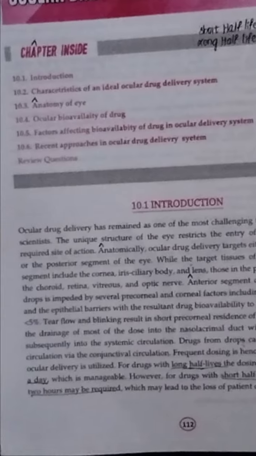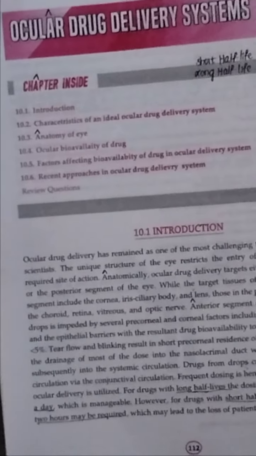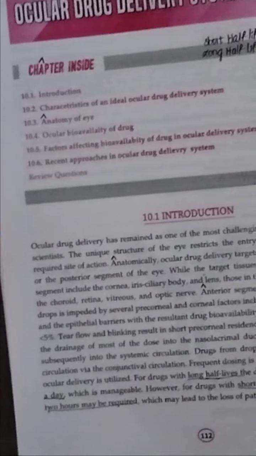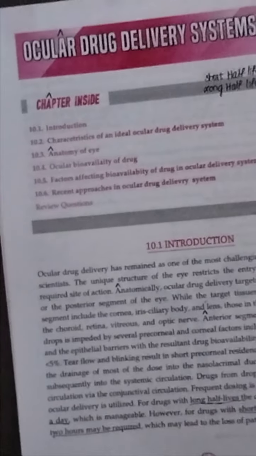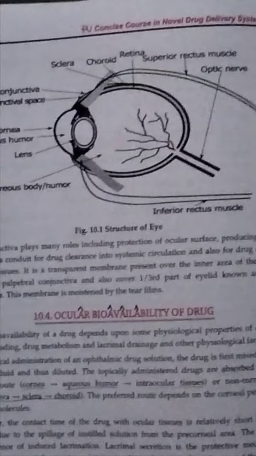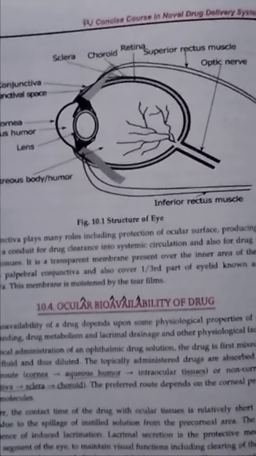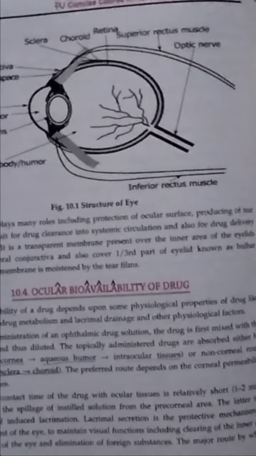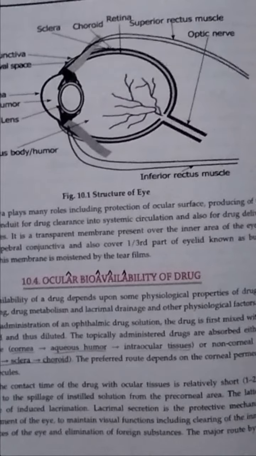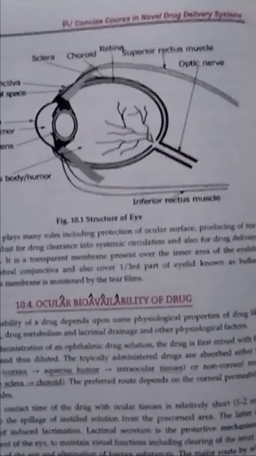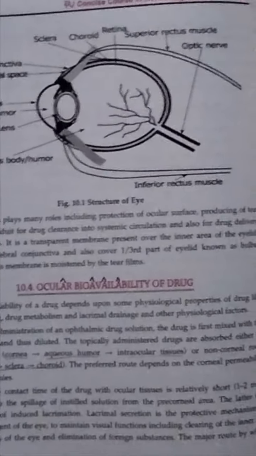The eye also contains the retina, which is used for nourishing and supporting the tissues. This is about the anatomy of the eye. Here you can see clearly the structure of the eye, which has the optic nerve, superior rectus muscle, retina, choroid, sclera, conjunctiva, cornea, lens, inferior rectus muscle and exterior rectus muscle.